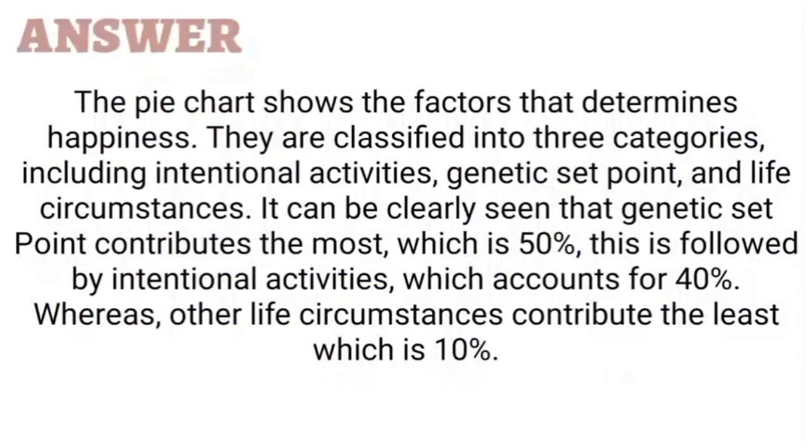The pie chart shows the factors that determine happiness. They are classified into 3 categories, including intentional activities, genetic set point, and life circumstances. It can be clearly seen that genetic set point contributes the most, which is 50%.